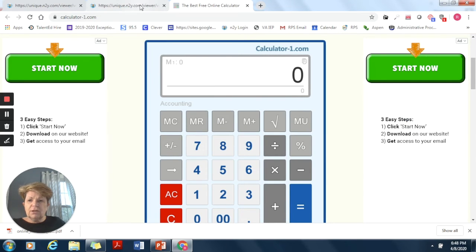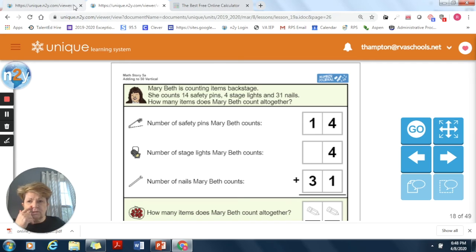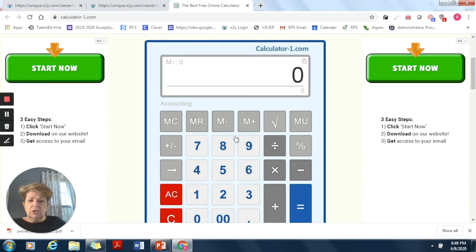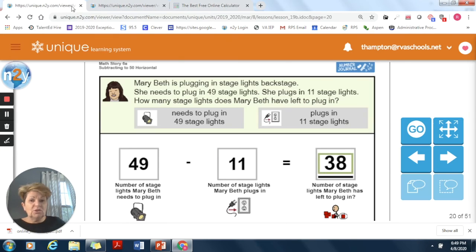So let's have a calculator, and we know that we're going to subtract out 49 minus 11. So let's put in 49 first, and we're going to use our minus mark. This is division, multiplication, addition. Here is going to be minus 11 equals 38. Very good. So you see, I just went online. I searched for an online calculator, found this one that was nice and big and easy to work with, and you can do the same.